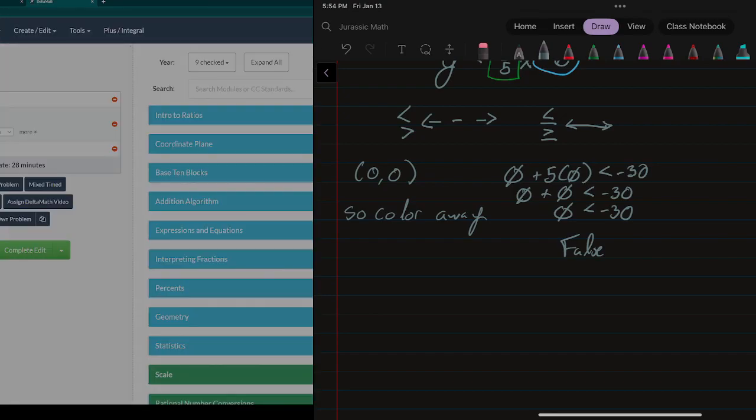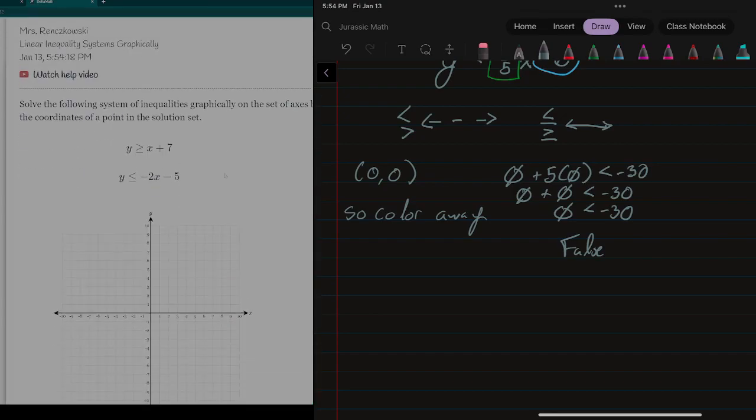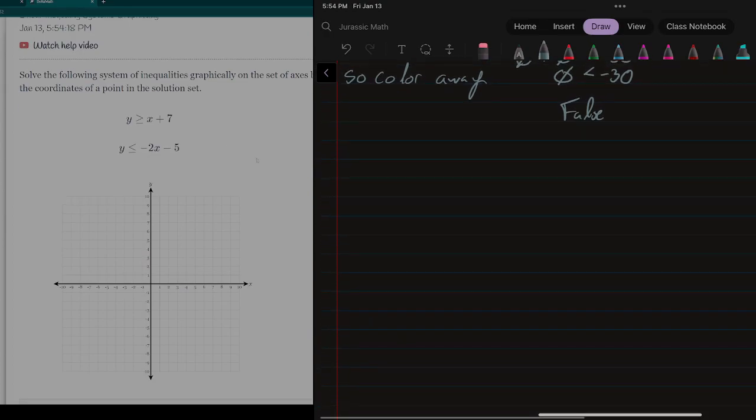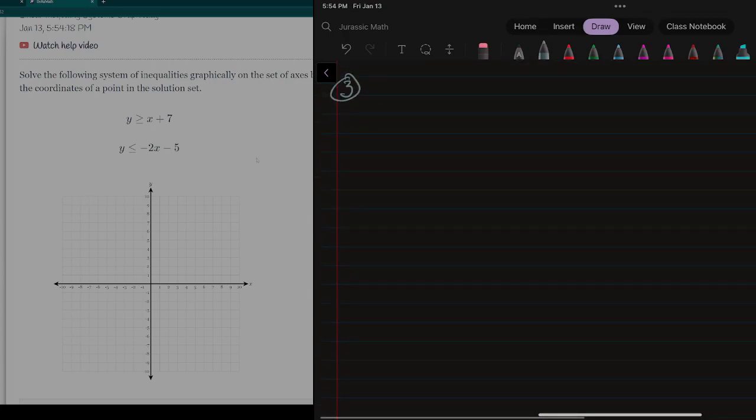Now, our last type of problem we have is when you have two of them. Luckily, Delta Math is going to be very friendly to us. And they gave us two easy equations that are already written in slope-intercept form. I'm going to add my 1 in there. And the other one is y less than or equal to negative 2x minus 5. So we still have to find our slope and our y-intercept for both of them.